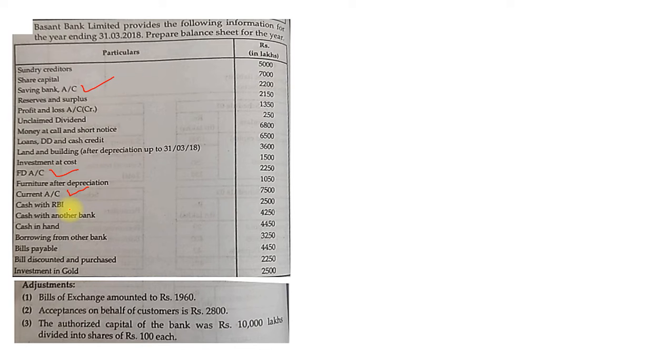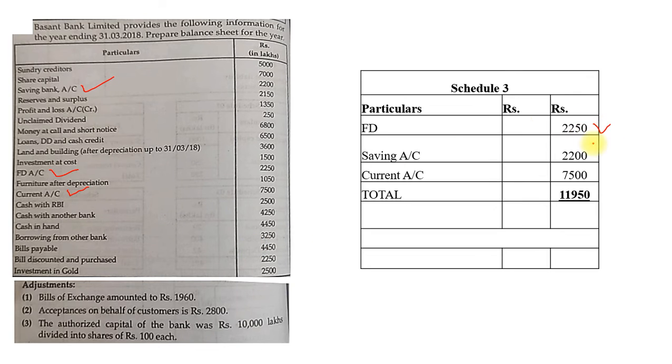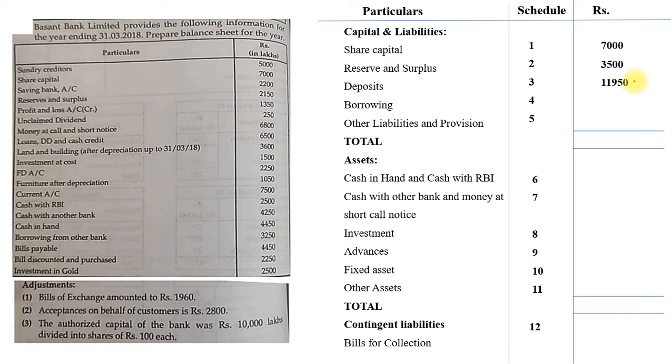So any customers who have deposited money into the bank, that becomes the liability of the bank and they come under deposits. So we have fixed deposit 2250, saving account and current account. Total comes to 11950. That is the total of the third schedule. So in the third schedule, we will write 11950.